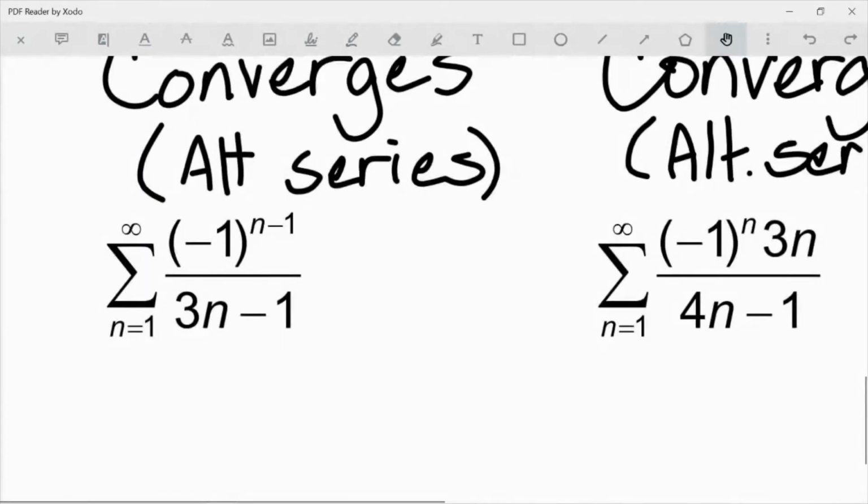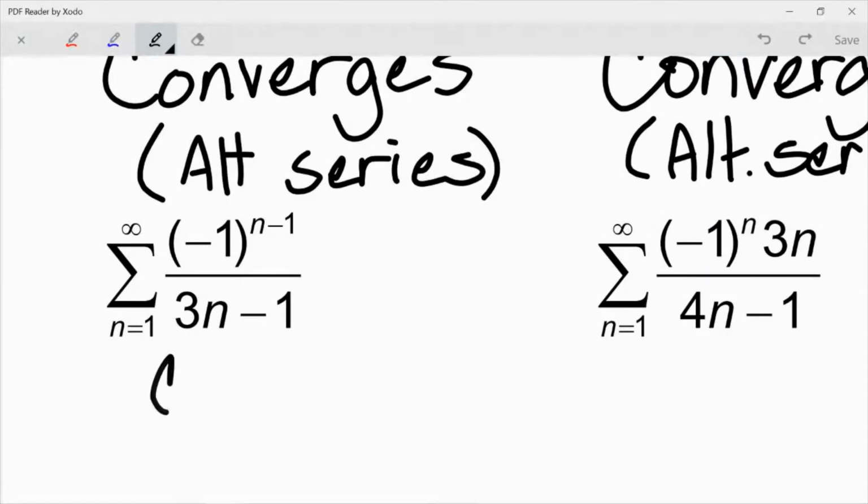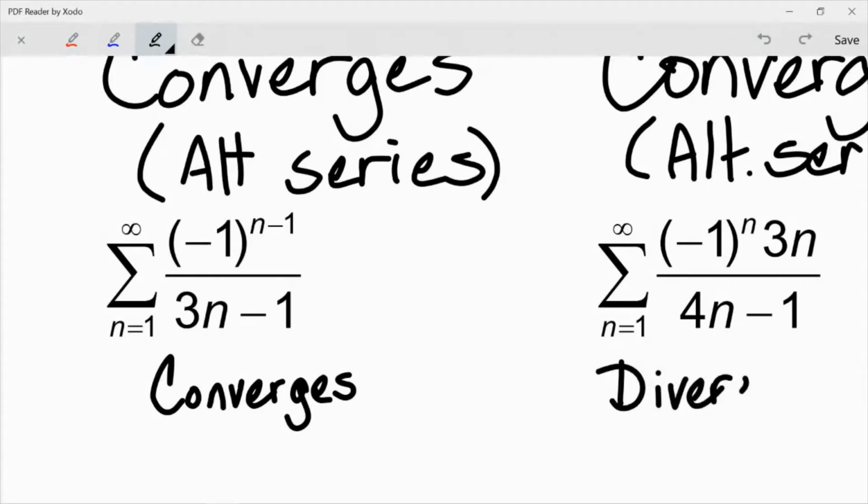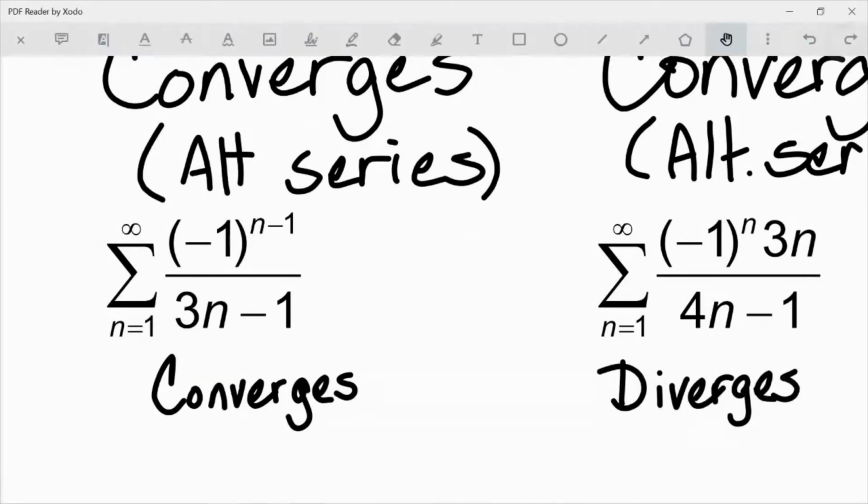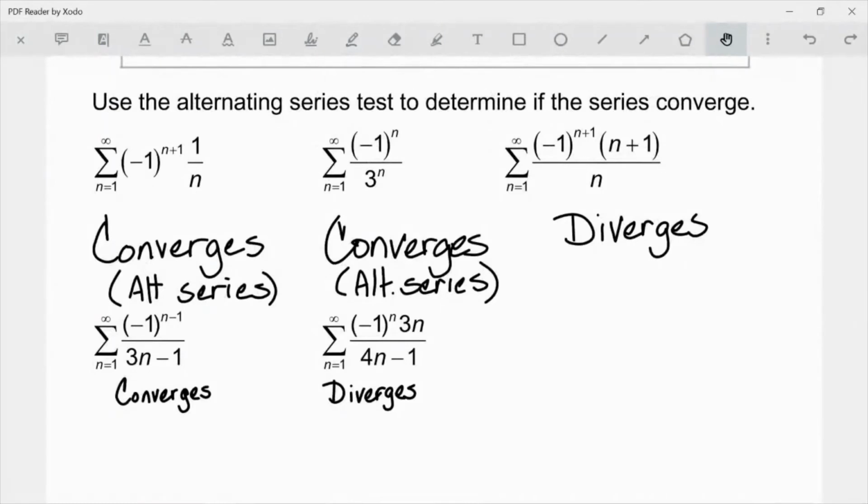Next one here, we've got -1 to the n minus 1 over 3n minus 1. So hopefully you can see these pretty quickly now. This one converges. So I have a series that is strictly alternating. The magnitude of my terms is strictly decreasing. And in addition to that, the terms are approaching 0. And then this last one, you can see that my terms are actually approaching a magnitude of 3/4. So this one diverges.